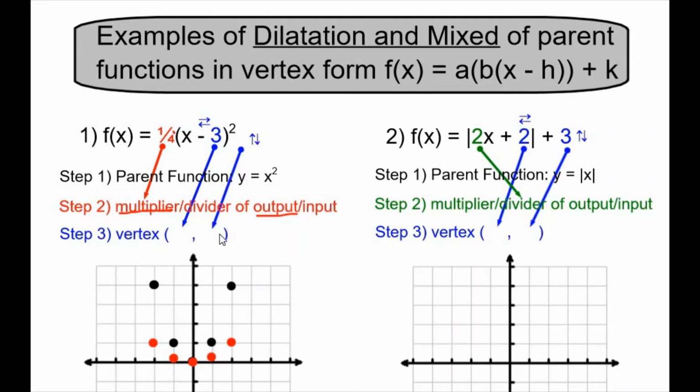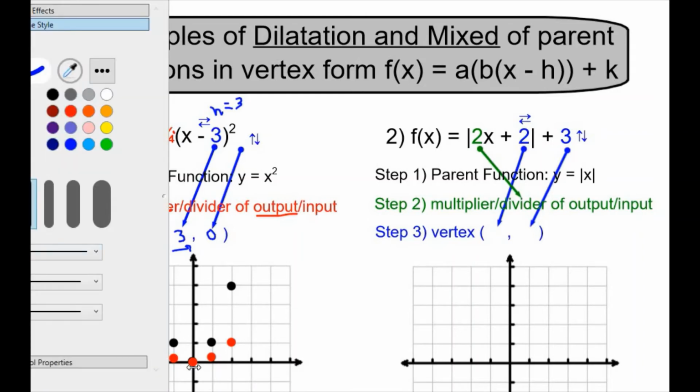So the vertex comes from finding h and k. H in this case is 3, and you might say, hey, that's negative. But remember, if you have a 3 and you put it into this equation, that 3 would go here, and it would appear negative even though the actual value is positive. So our vertex will be at 3, 0, meaning we're going to move all of our points to the right 3 and not change the up or down values.